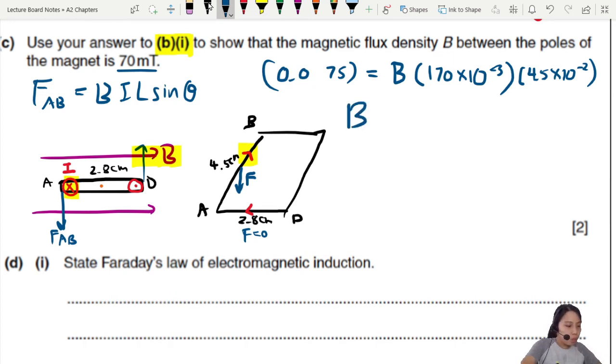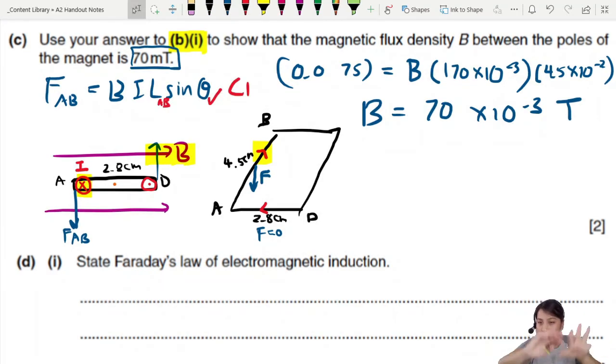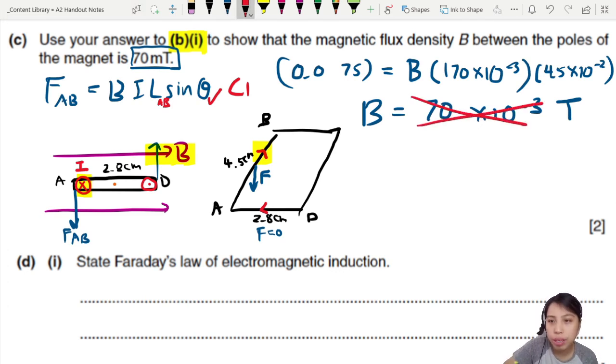So your B here, you should get, I already pressed the calculator for you, about 70 times 10 negative 3 Tesla. But wait, there's something funny with this setup. Firstly, if you actually press the calculator, you will realize that what I wrote there does not equal 70 millitesla. You just watch me only. So something is missing, because if you get this, you realize that your magnetic field is actually much bigger, which is not correct. So something is missing here.